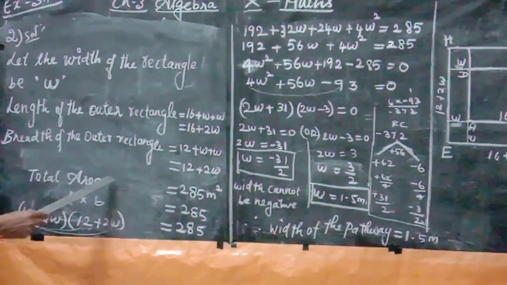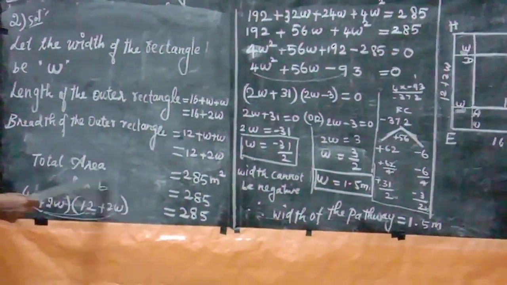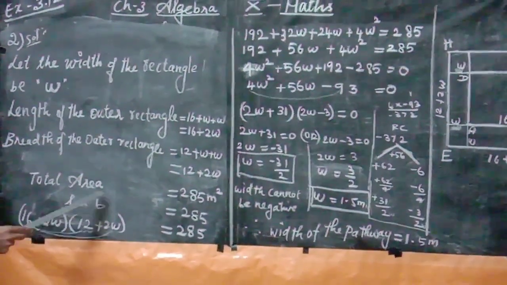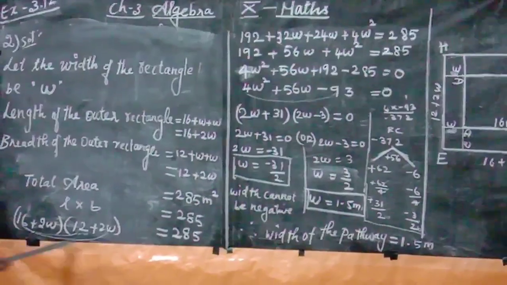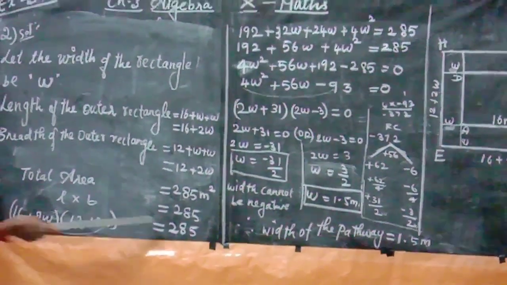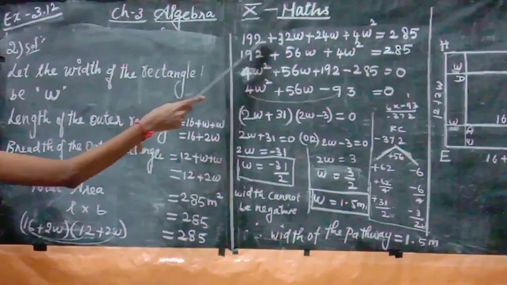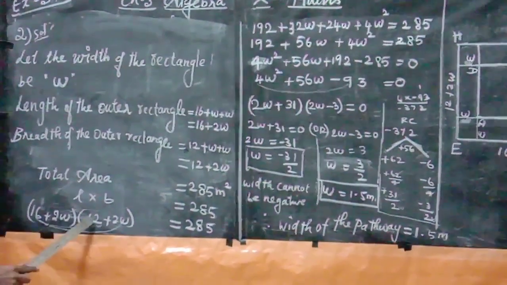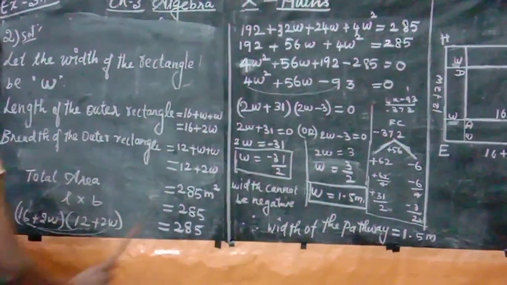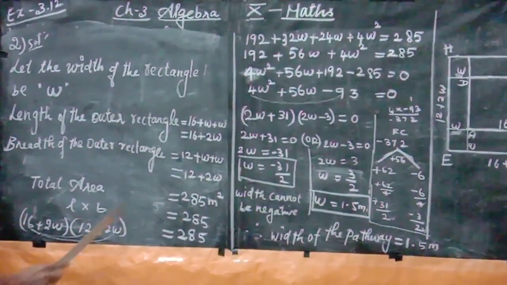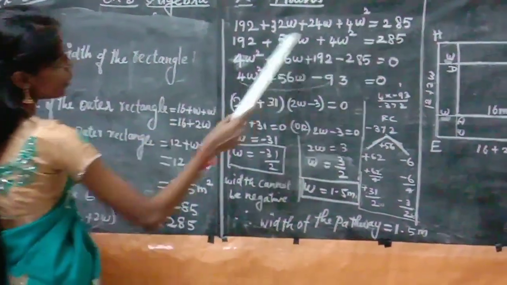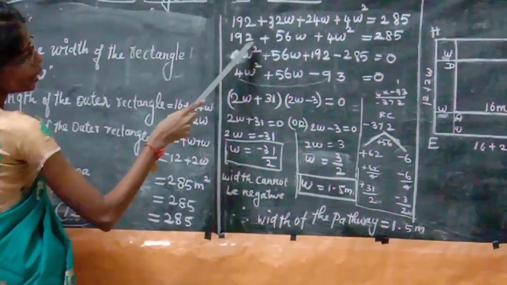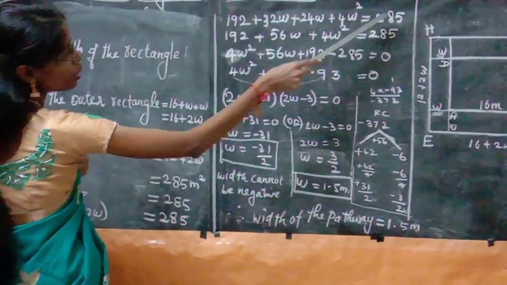What's the formula for the area of the rectangle? L into B. Here L into B is equal to 285. What's the length value? 16 plus 2W, into the breadth value, 12 plus 2W. The product of these two values is equal to 285. 16 into 12 is 192, 16 into 2W is 32W, 2W into 12 is 24W, 2W into 2W is 4W square, is equal to 285. Here 32W plus 24W, add this, 56W. 192 plus 56W plus 4W square is equal to 285.